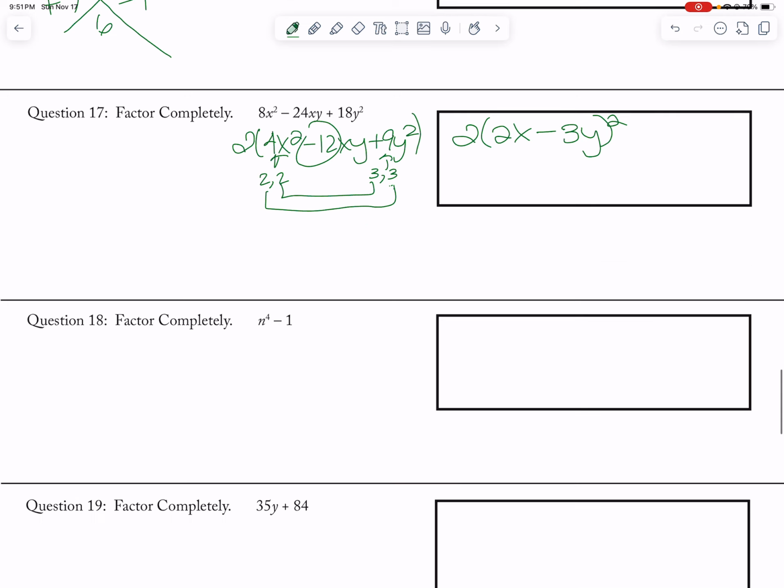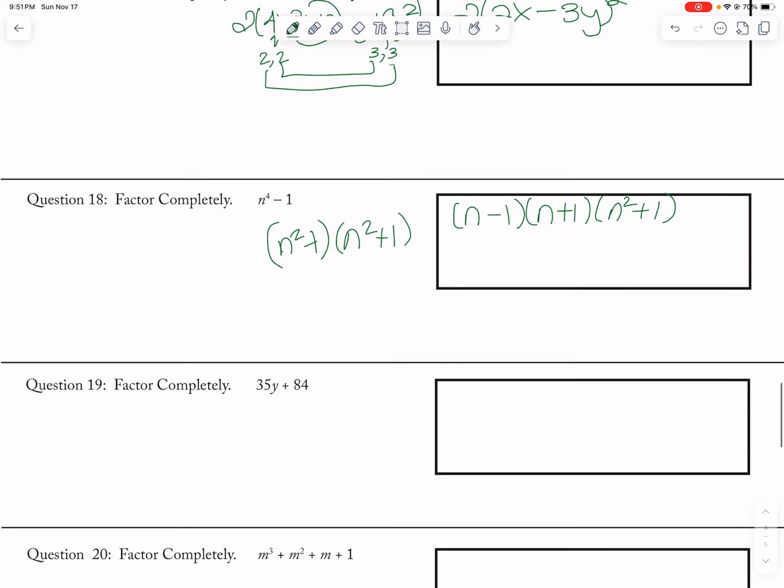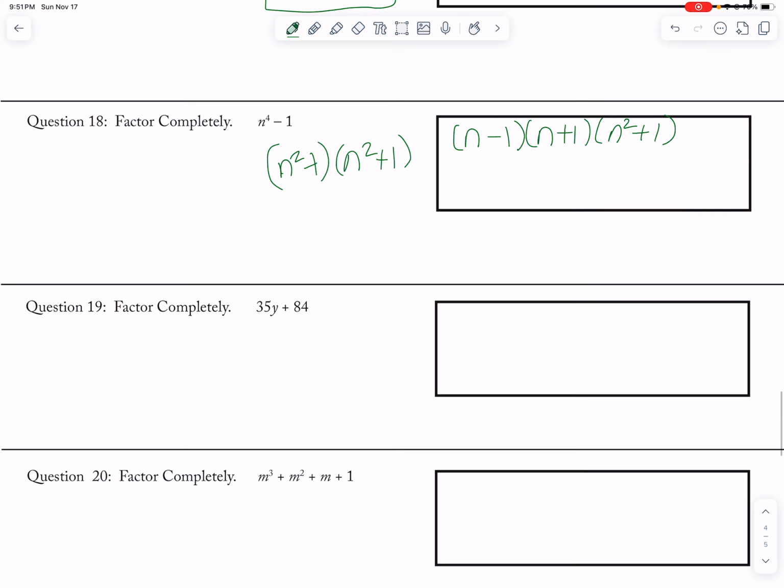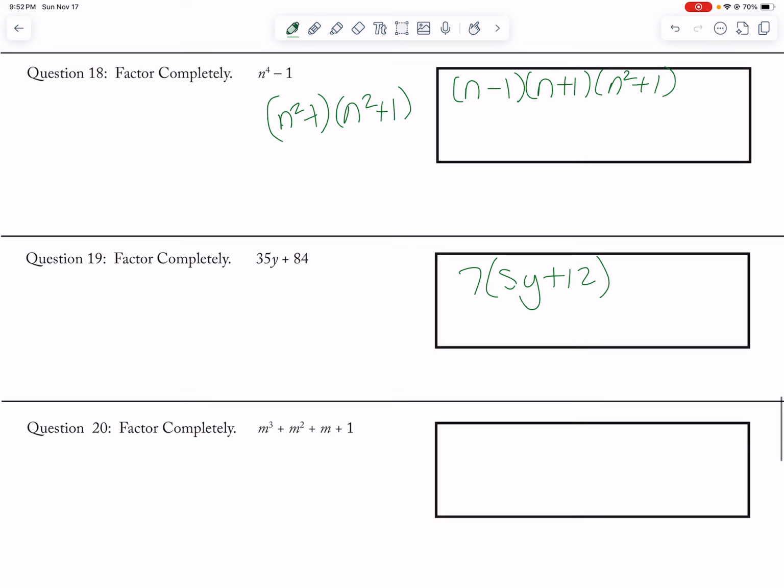Okay. And then n squared minus 1, n squared plus 1. So n minus 1, n plus 1, and an n squared plus 1. And then this is divisible by 7. So that'd be 5y plus 12.